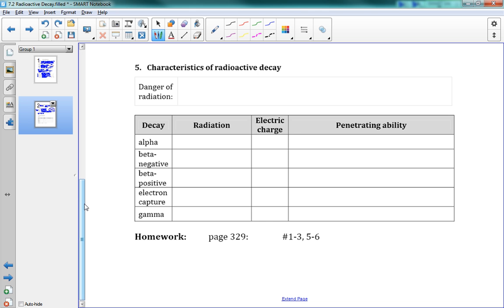Excellent. Okay, so we have one last little bit here. We've been talking about all these different types of radiation, and why should you care? Well, you probably know that radiation is bad for you.